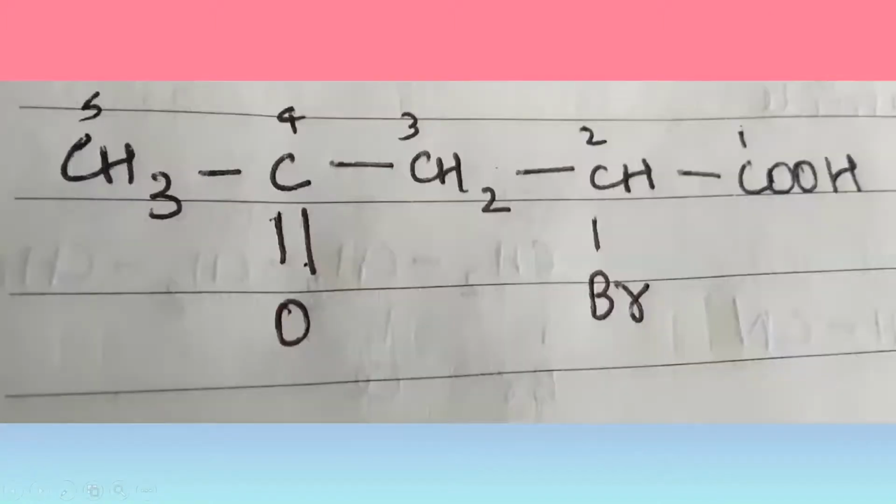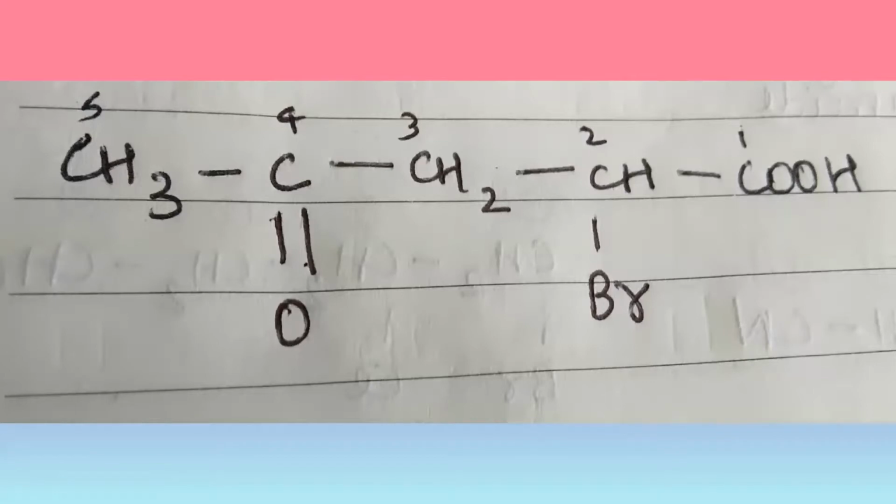So the numbering for this is 1, 2, 3, 4 from right to left, where the carboxylic acid group gets the number 1, the bromine atom gets the number 2, and the ketone group gets the number 4. Now we are all aware that whenever a ketone group acts as a substituent, the prefix that it gets is oxo. So now we have two substituents: a bromine substituent and a ketone substituent, that's nothing but an oxo substituent.